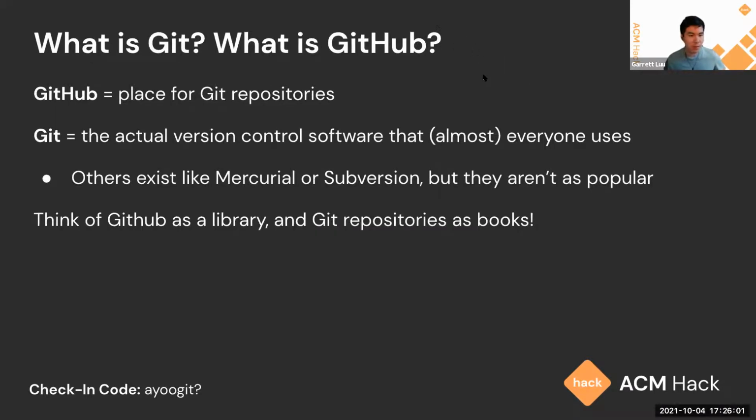Right. So what is Git and what is GitHub? People often get confused as to what the difference is. GitHub is a place for Git repositories, and Git is the actual version control software that almost everyone uses. There are other types of version control out there like Mercurial or Subversion. They aren't as popular. Barely anyone uses them. So Git is really the main one that you should know. And if you need an analogy for this, think of GitHub like a library and Git repositories are books. And I guess Git would be like a printer or a pen to write these books.